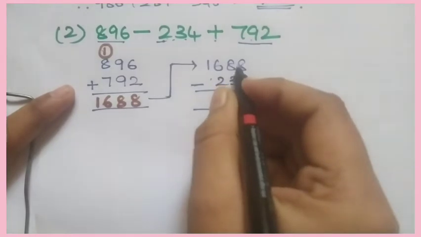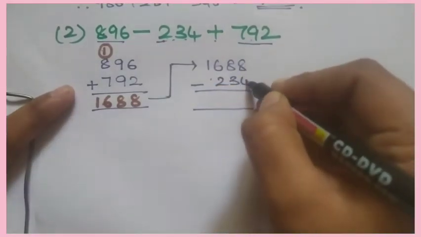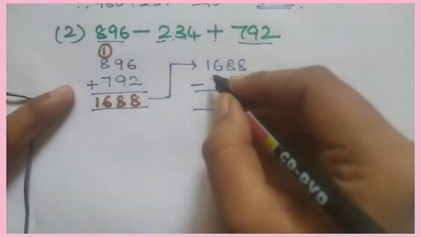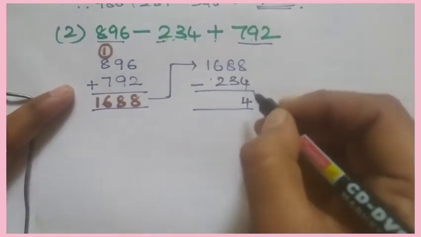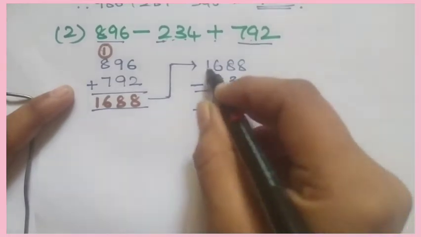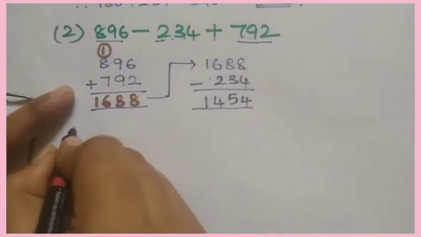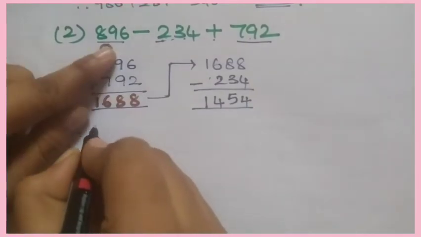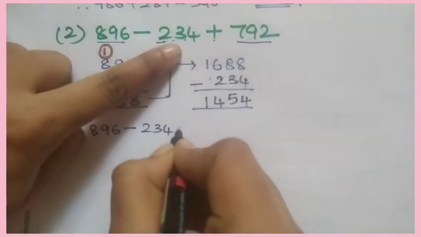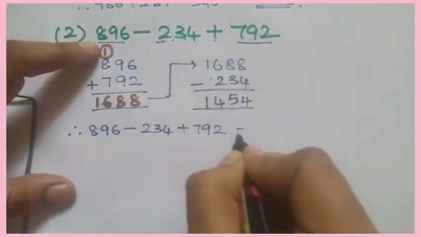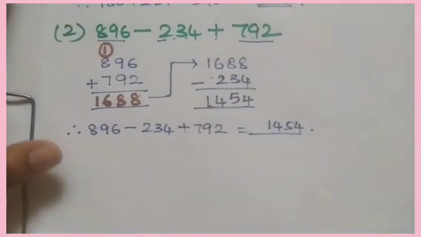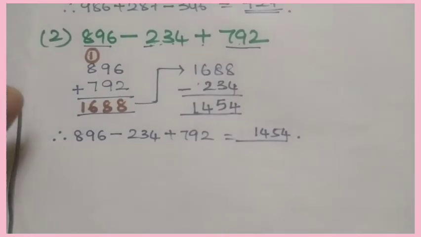You have to write according to their places. Ones place below ones place. Okay. Tens place below tens place, like that. Now do subtraction. 8 minus 4, 4. 8 minus 3, 5. 6 minus 2, 4. 1 will be 1. Now therefore, what is question? 896 minus 234 plus 792 equal to 1454 is the answer. Okay, this is second example.